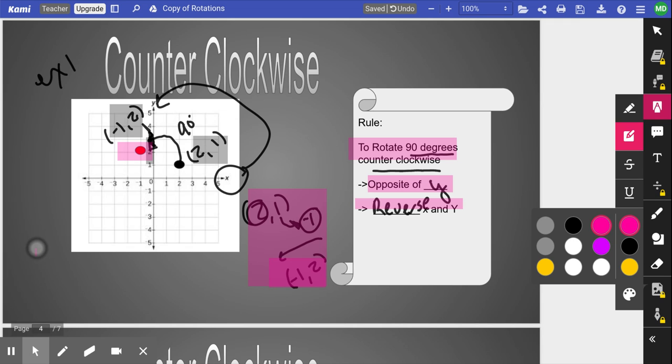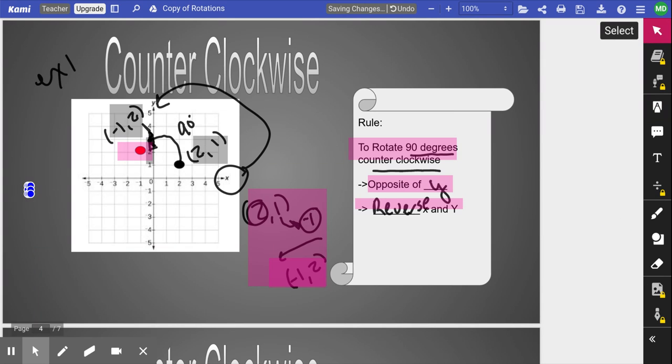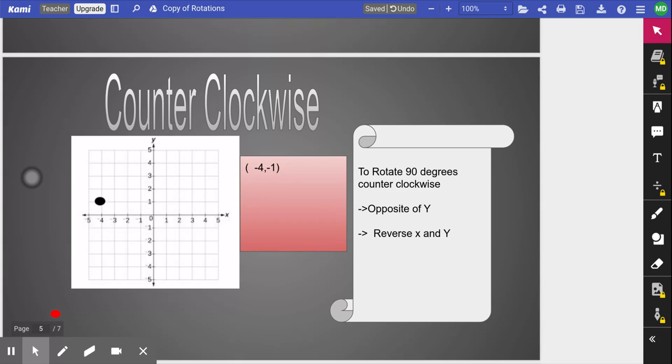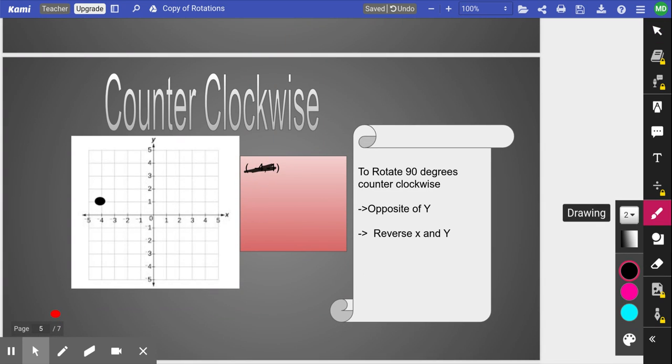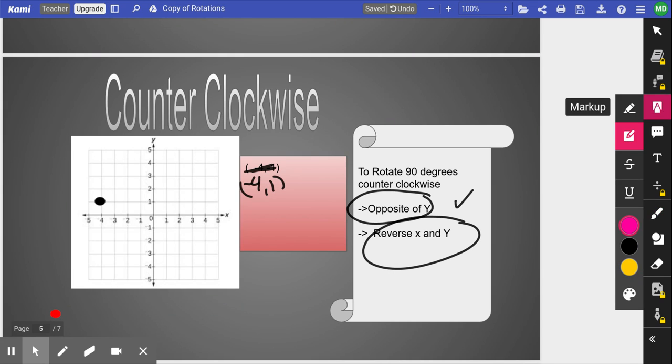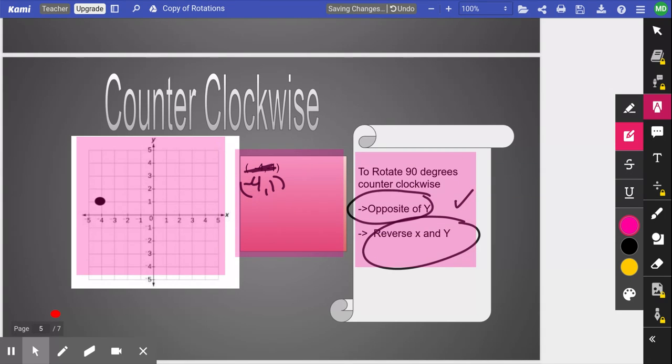So let's do example 2 in your notes. I've got a typo here. This is actually -4, 1 because I'm going up. And we're going to use the rules. We're going to do step 1: the opposite of y, and then reverse the order of x and y. So get your paper ready. Draw your graph. Plot the point -4, 1. Get your scratch work ready. And you already have the rule written from the previous example.